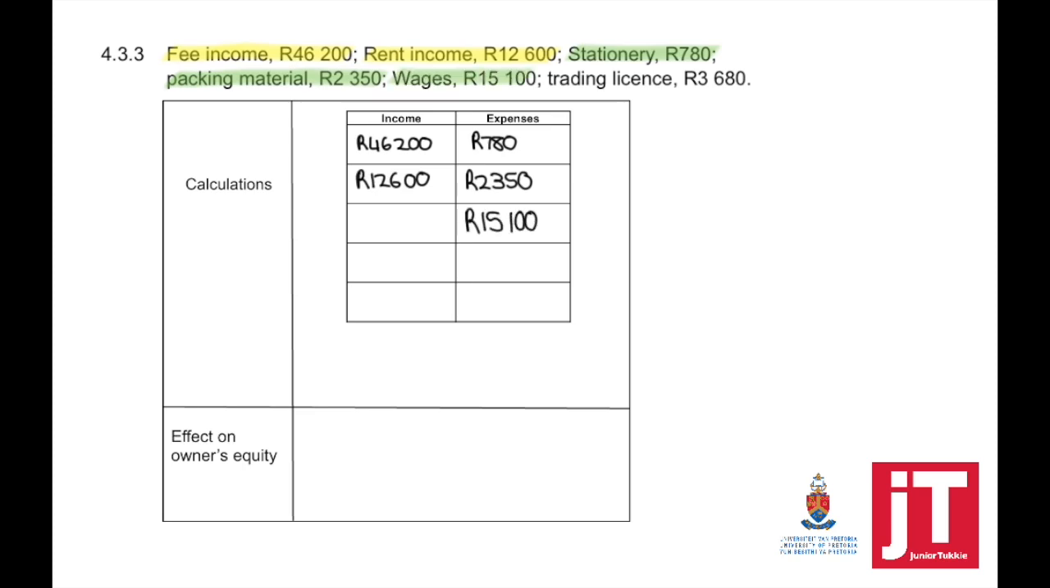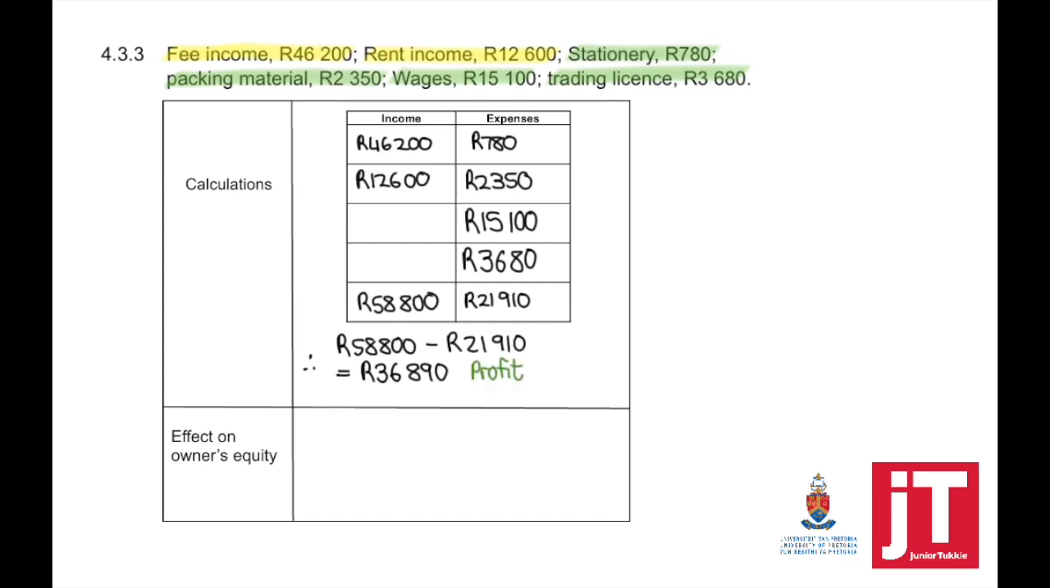And this is why it is so important for you to understand what is regarded as an income and what is regarded as expenses. Once we've got this now, we can calculate our total income minus our total expenses, which means that the business made a profit of 36,890. And if the business makes a profit, this will have a positive effect on the owner's equity.